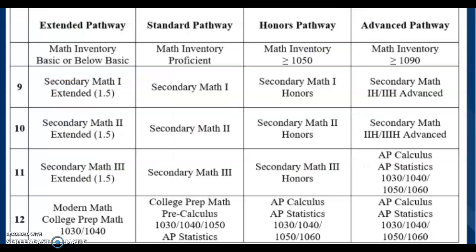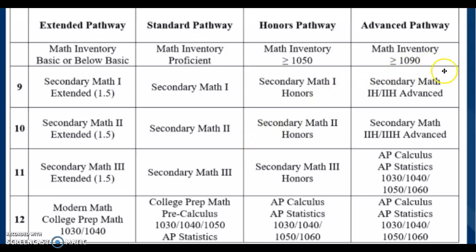It's recommended that in math, students continue on the pathway that they started on. And you can see the math inventory scores across the top as a general recommendation for which math students should start in. So students that have a math inventory of basic or below basic should start in the extended pathway. Proficient, the standard pathway. Math inventory greater than or equal to 1050 are recommended to do the honors pathway. And then math inventory 1090 or higher, recommended the advanced pathway.